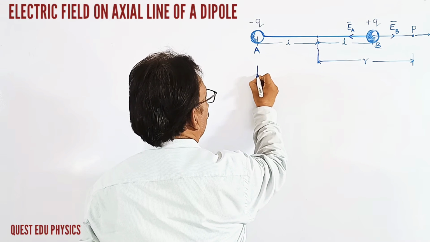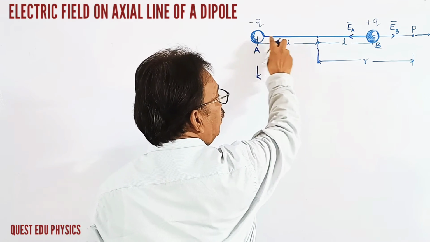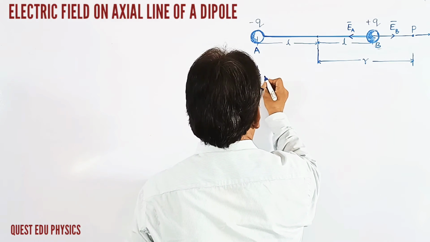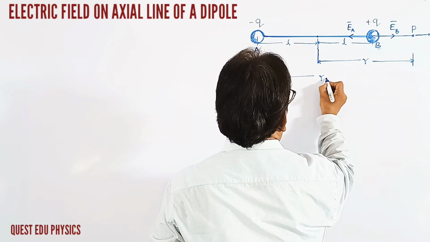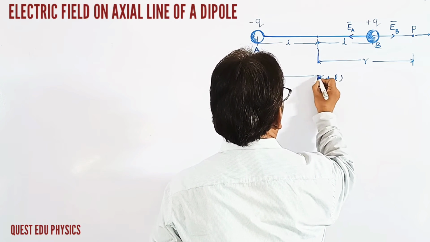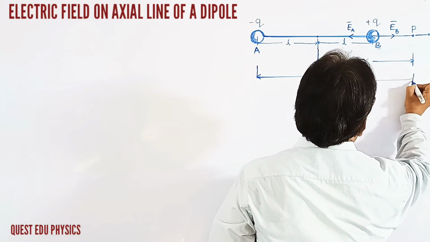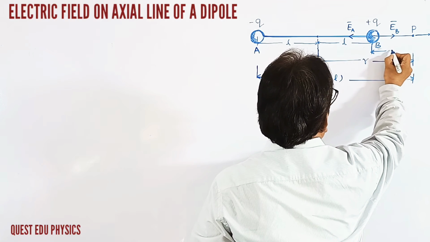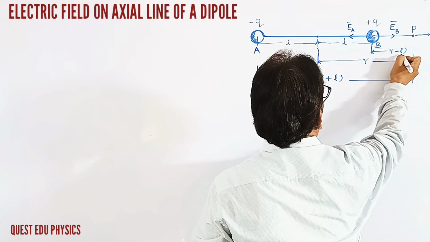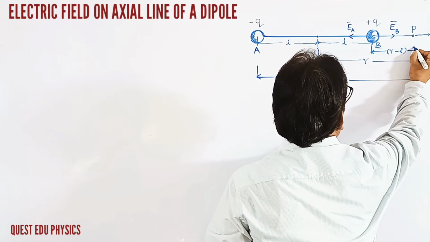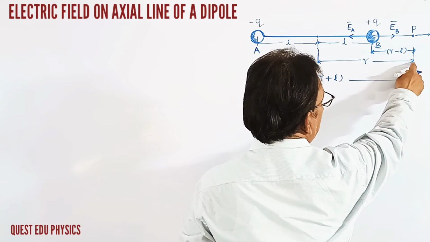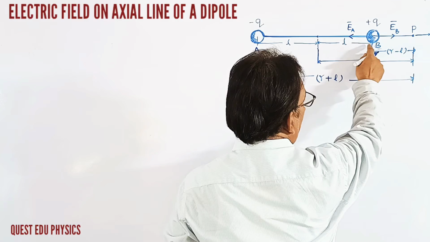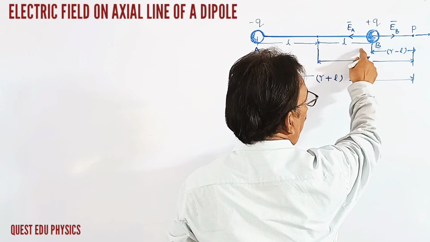Now, the distance between this charge and the point charge situated here is R plus L, students. In the same way, from here to here, it is R minus L, students. I think you understood. This total distance is R and half of the length of the dipole is equal to L.